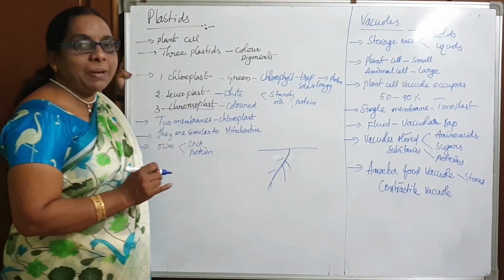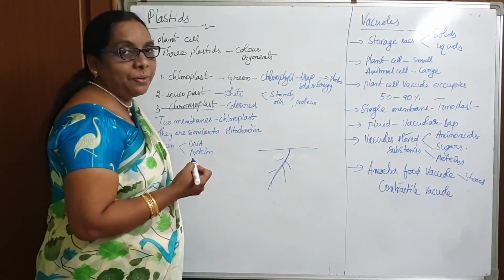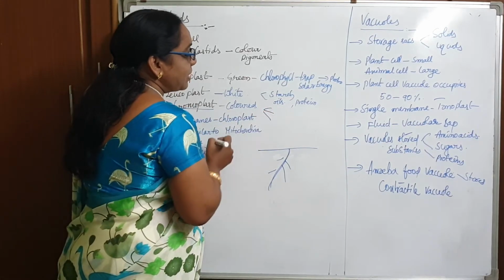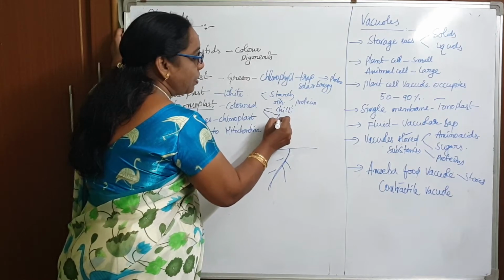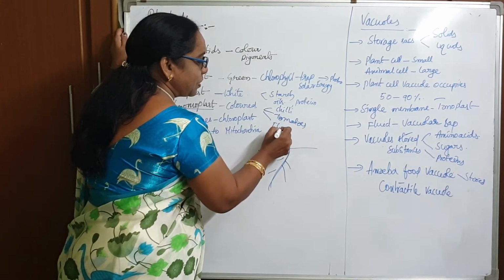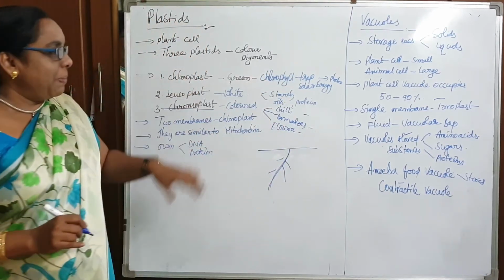What do chromoplasts mean? These are brightly, darkly pigmented colored plastids. For example, chromoplasts are present in chilies. We can also see them in tomatoes, and in some flowers also. In some flowers we can see this chromoplast color.